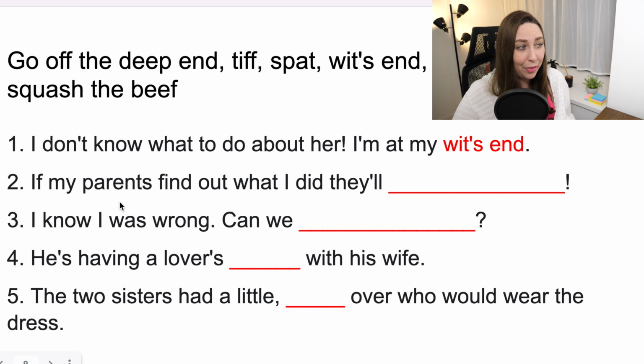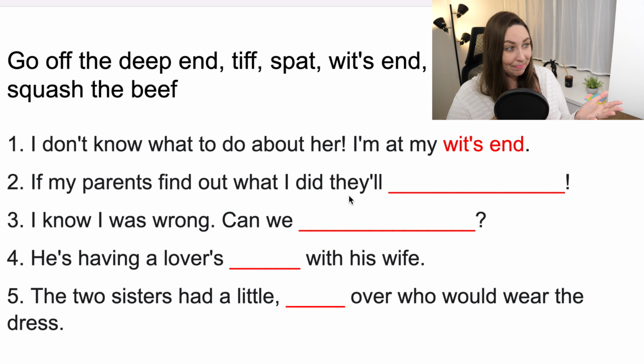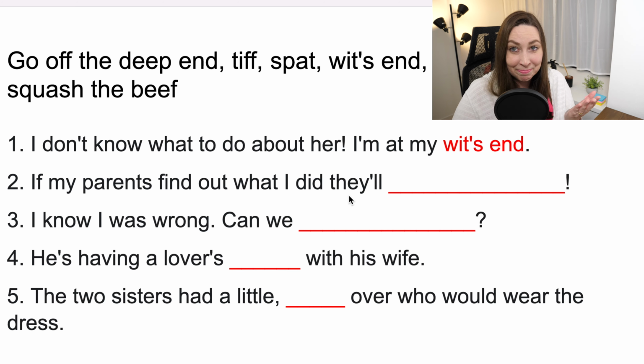Okay? Number 2. If my parents find out what I did, they'll... What do you think? They'll squash the beef, they'll tiff, they'll spat, they'll go off the deep end. We already used wits end. Okay, so which one do you think is correct? Leave your answer in the comments. Okay, I hope you wrote it down. Let's see who could get it right.